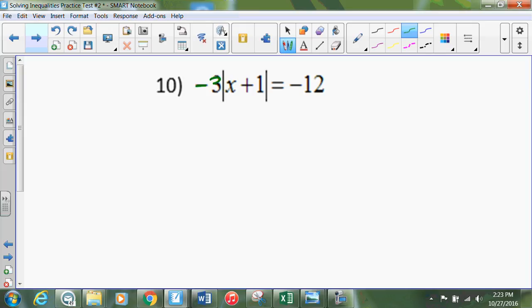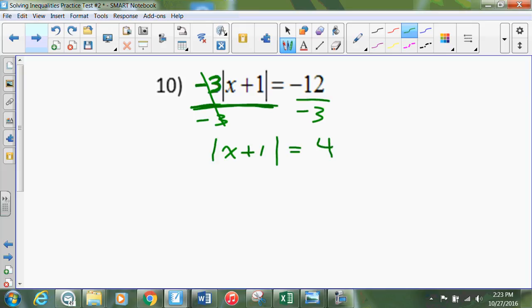All right, here we've got -3 in our way. Can you see that we can't solve the absolute value when we have something outside of the absolute value? We've got to get rid of it. We're technically dividing the whole side by -3, and we'll divide the other one by -3. What we have left is this. Now remember, we're not in an inequality, so we don't have to worry about switching any signs. There is no inequality sign to flip.